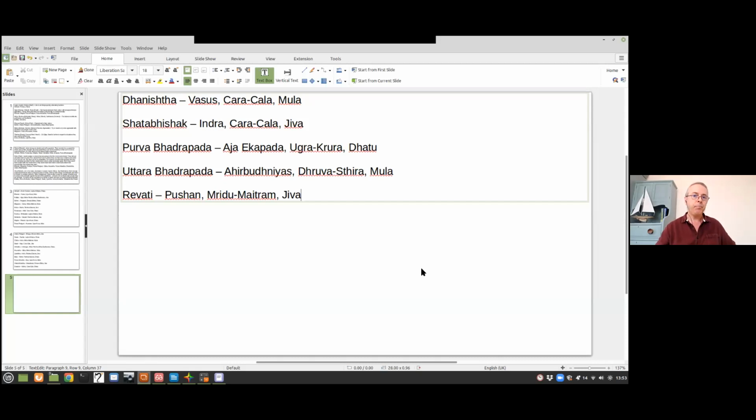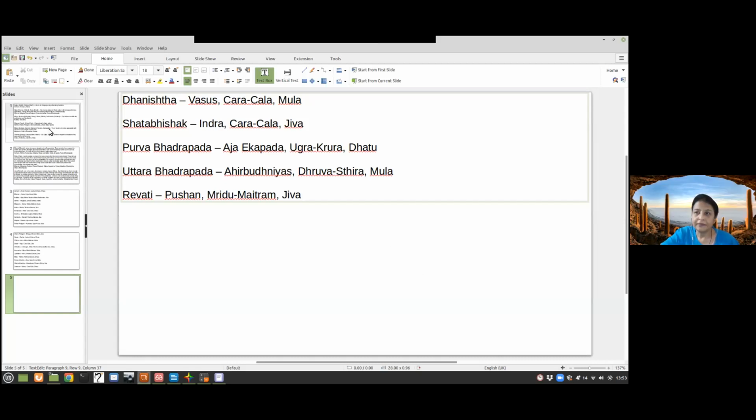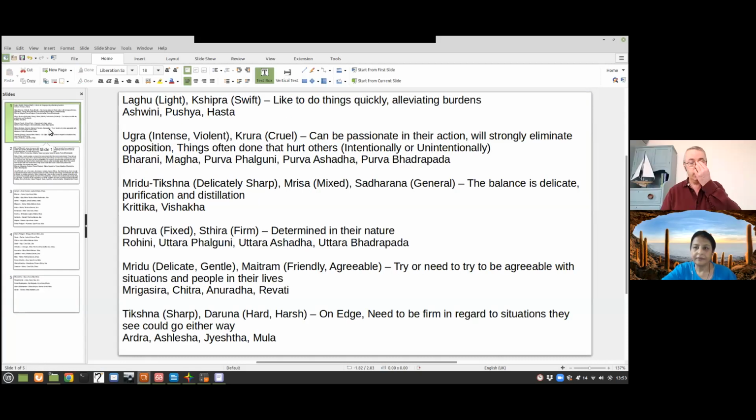There we go. So let's start with the nature of the nakshatras. Each nakshatra will fall into one of the different nature categories. So for instance, the first one that we have is Laghu and Kshipra. Laghu meaning light and Kshipra meaning swift. And so a quality of these nakshatras is they like to do things quickly, right?